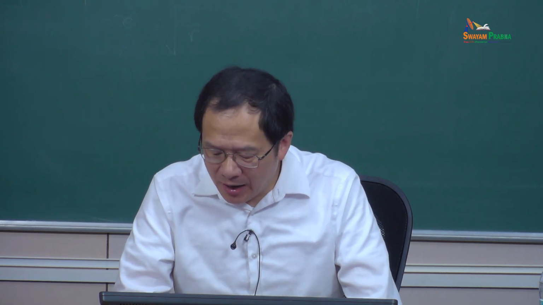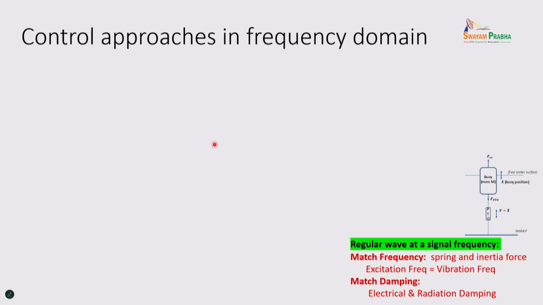Okay, so let us say, in the last several lectures, I highlighted for a regular wave at a single frequency, what's the condition for maximum power? You match the frequency, you make the spring force and the inertial force cancel. This is one condition, the resonance condition, right? And you match the PTO damping, the energy conversion induced damping, to the radiation damping, and you have maximum power output.